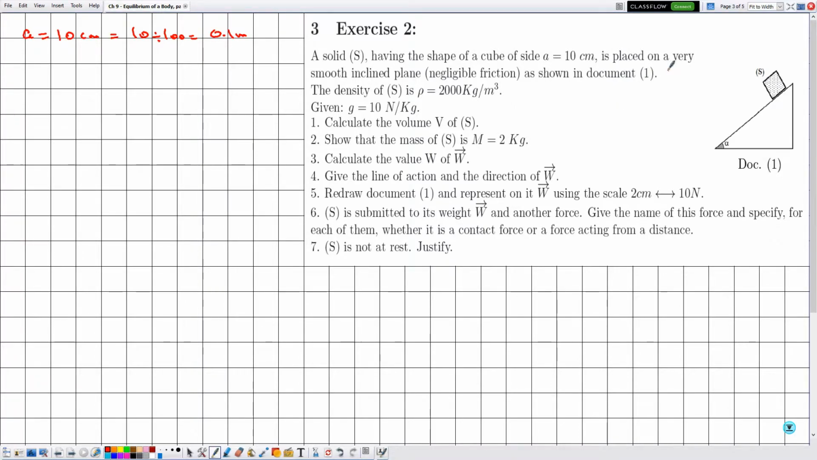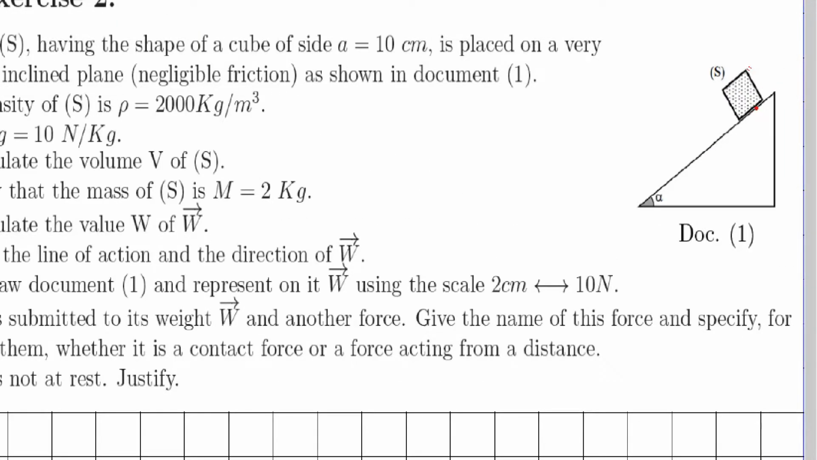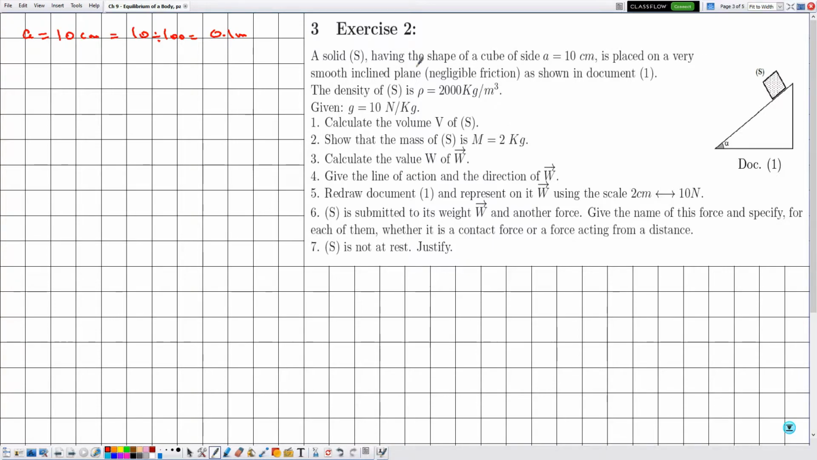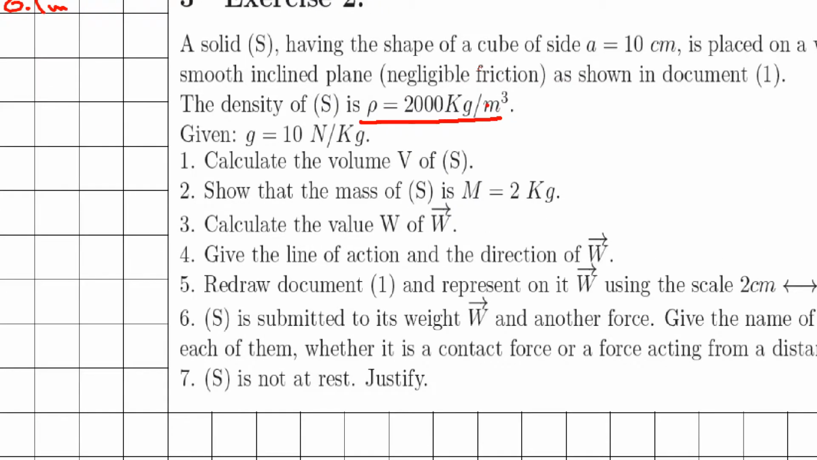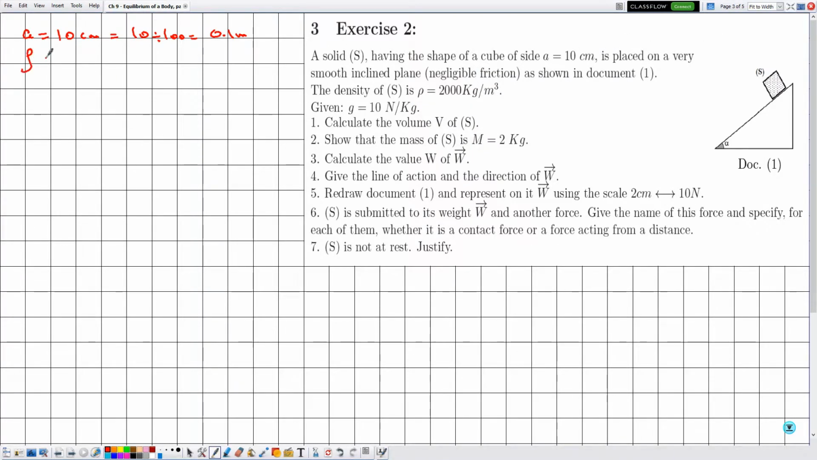It's placed on a very smooth inclined plane, negligible friction. So here, friction between the surface of contact between S and the inclined plane is neglected, as shown in document 1. The density of S is rho is equal to 2000 kilogram per meter cube.